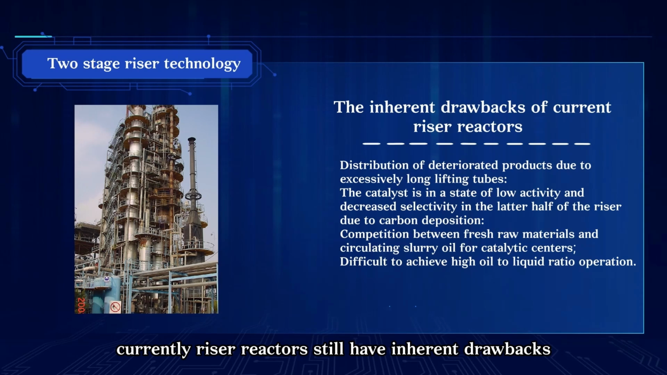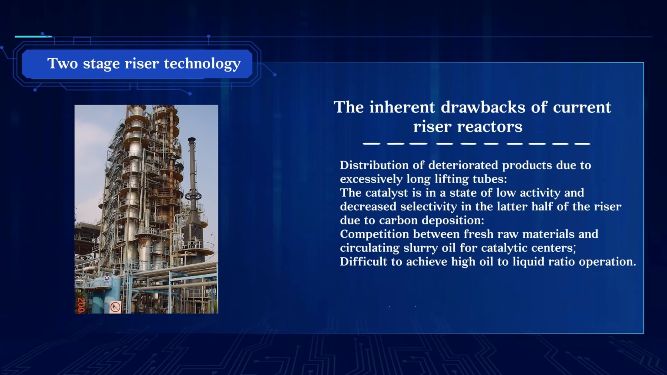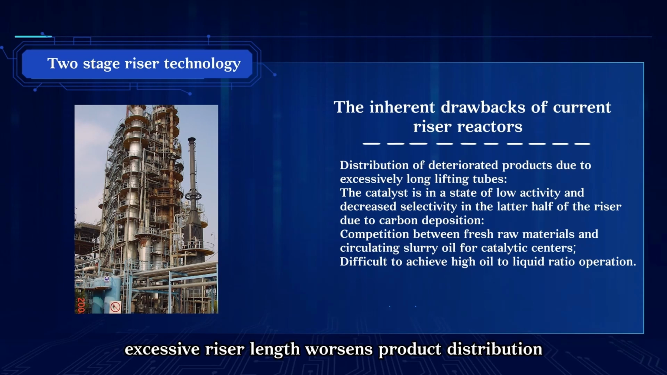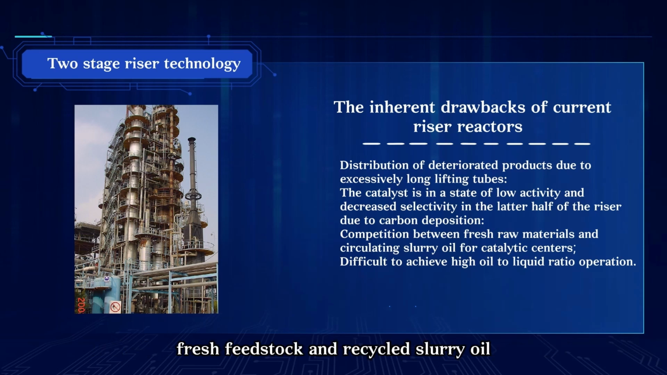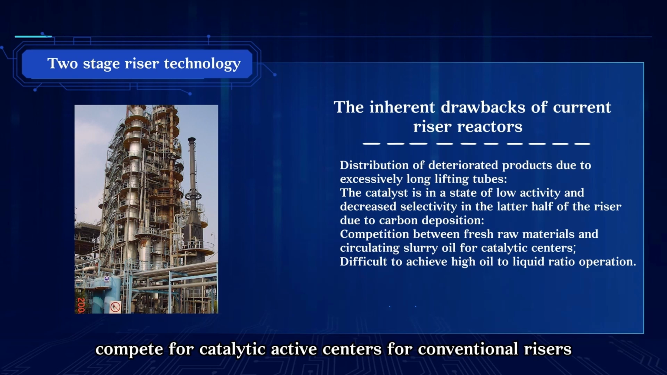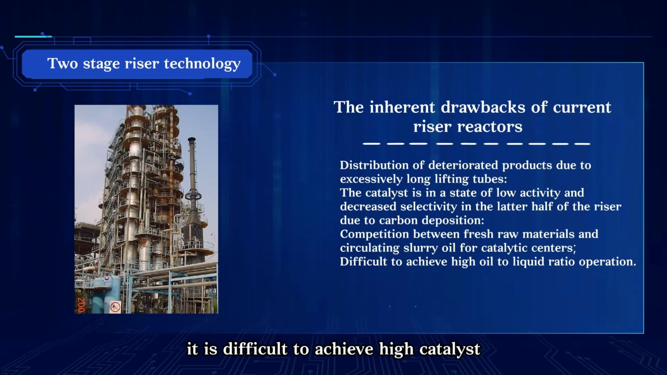Currently, riser reactors still have inherent drawbacks. Excessive riser length worsens product distribution because it aggravates thermal cracking reactions. Catalyst coking causes the catalyst in the latter half of the riser to be in a state of low activity and poor selectivity. Fresh feedstock and recycled slurry oil compete for catalytic active centers. For conventional risers, it is difficult to achieve high catalyst-to-oil ratio operation.